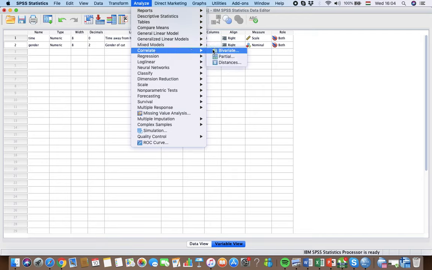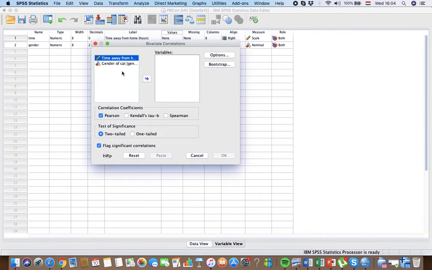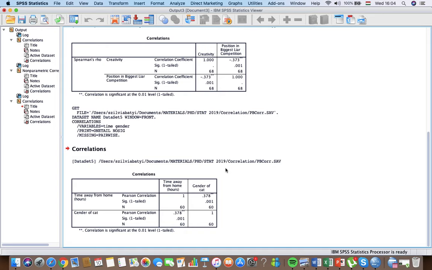There is a scale and a nominal variable. So what you do is you go to correlate, bivariate, and here you again use the Pearson correlation. And we have a one-tailed hypothesis because we think that males spend more time away. What you see here is that we were right. There is a positive correlation between the time spent away from home and the gender of the cat. If you change the coding scheme in the file, so you would put 1 for female and 0 for male, then this number would be negative. So it would mean the same, but in a reverse order.